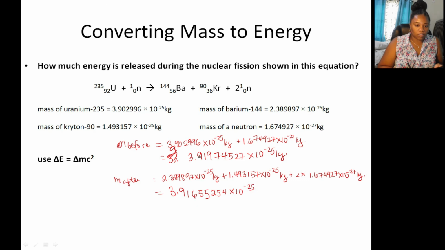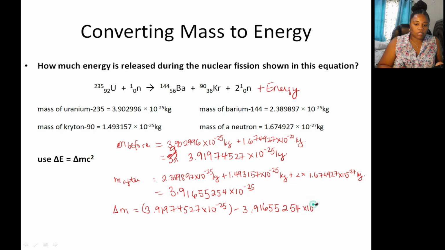So this has less mass than this, as we said, that the before mass is always more than the after mass, because remember, a lot of energy comes off. This explains the energy that comes off, right? So to find delta M, we're going to subtract the after from the before, 3.919745527 times 10 to the negative 25 minus 3.916555254 times 10 to the negative 25.